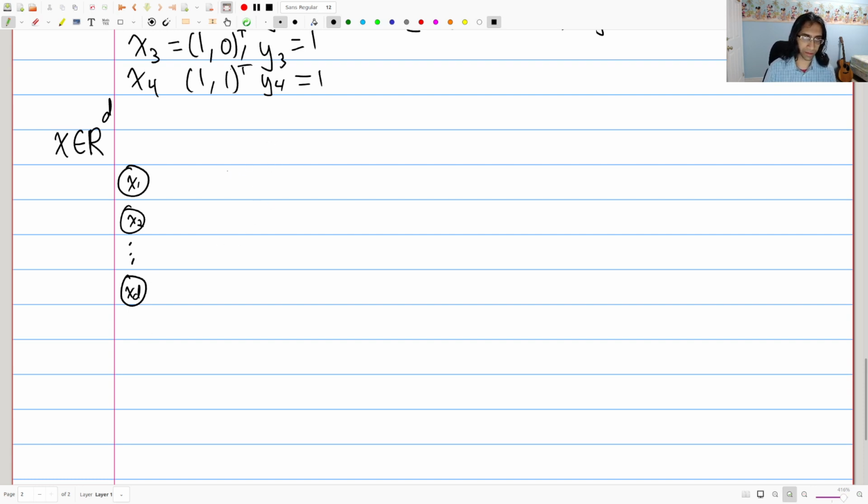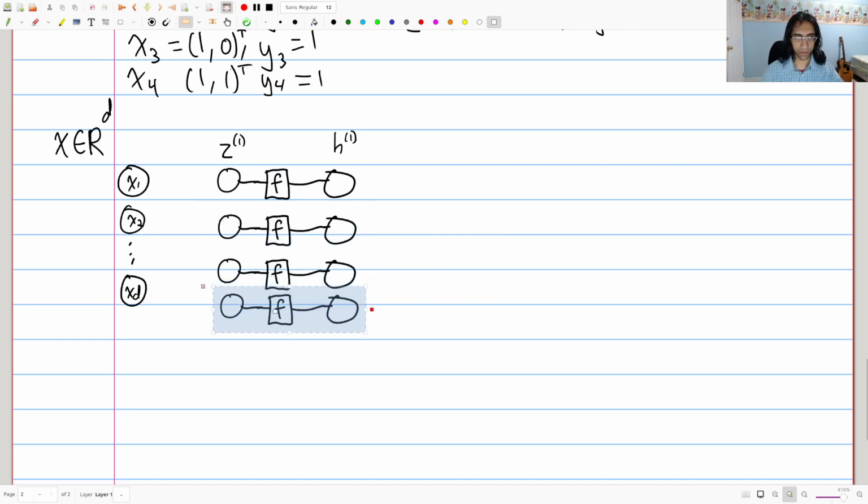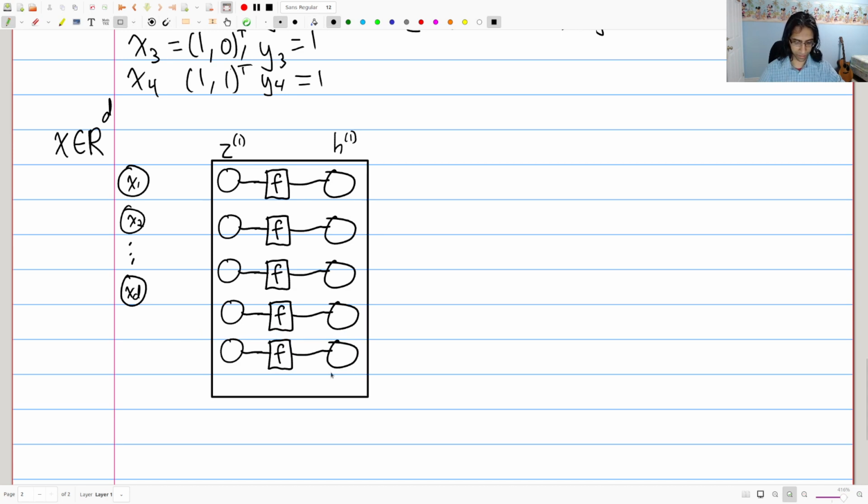But then we would have some sort of hidden layer. Let me draw it like this. This layer would be called maybe z1, and we'd have some function f here, and then this would be h1. Let me copy paste this because otherwise it will be a lot of drawing. We'd have some number of neurons. Each of these is called a neuron. And just for drawing it, let's put it in a box, just because this is going to be our hidden layer.